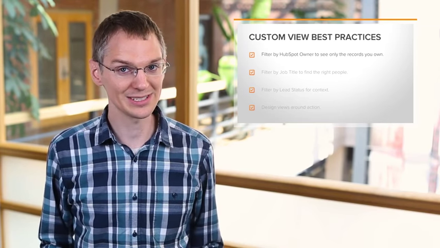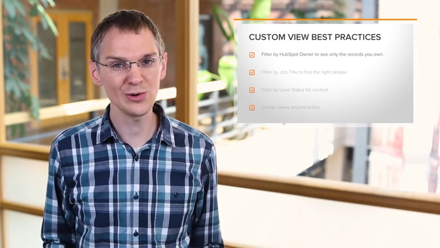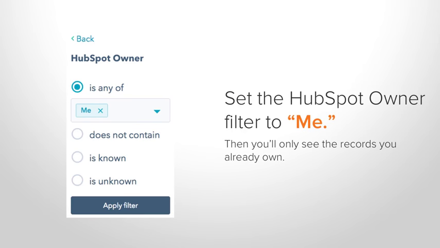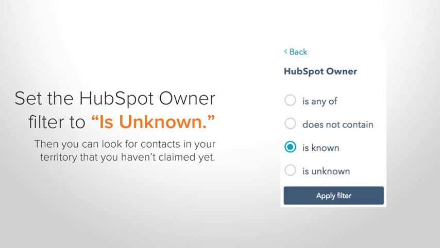So when you're looking for a list of contacts to work with, there are two things you can do with a HubSpot owner filter. The thing you'll do most often is set it to Me so that you only see the records you already own. The other thing you can do is set it to Is Unknown, so you can look for contacts in your territory that you haven't claimed yet.